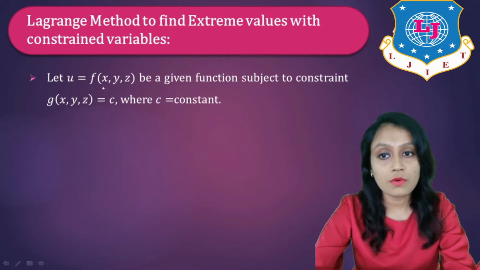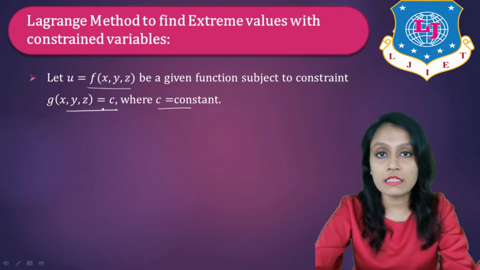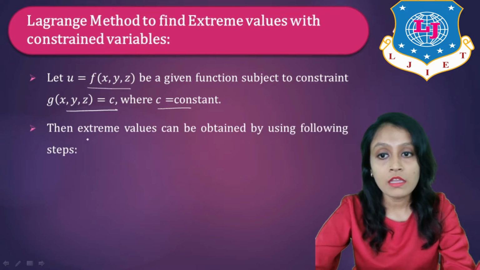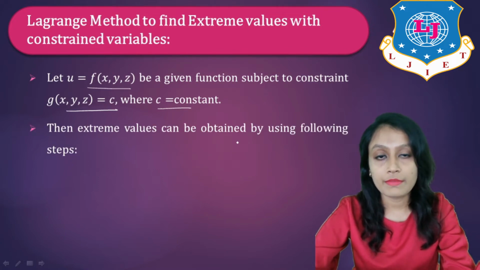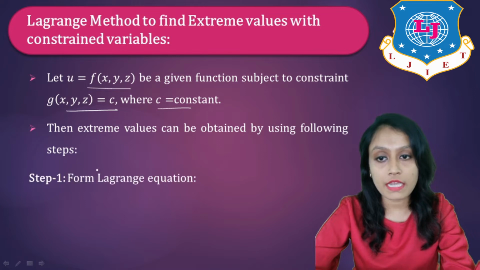So u is equal to f of x, y, z be a given function subject to the constraint g of x, y, z is equal to c. This is the constraint given and this is the function given where the c is constant. So the extreme values can be obtained using following steps.